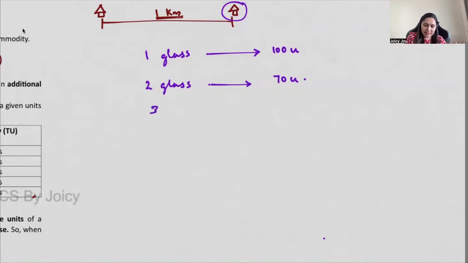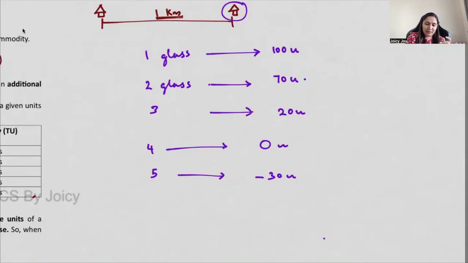The third glass gave you maybe 10 or 20 units of utility. When you drink the fourth glass of juice, it gave you no utility, or there was no point in drinking it. It gave you no satisfaction. Let us take it as 0 units. And somehow you also drank a fifth glass, which gave you a negative utility. Maybe you felt you should not have drunk it, an awkward feeling. So let us take it as minus 30 units.